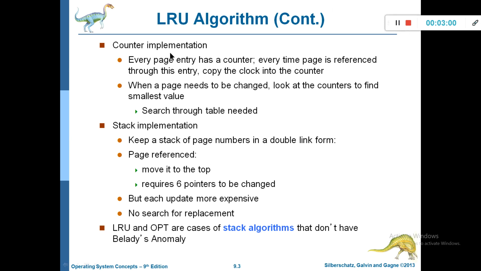First, we'll start with the counter implementation. For every page entry in the physical memory, we associate a counter. Every time the page is referenced through this entry, copy the clock into the counter. When a page needs to be replaced, look at the counters to find the smallest value. The page with the smallest counter value is going to be replaced, so for that we need to search through the entire table.